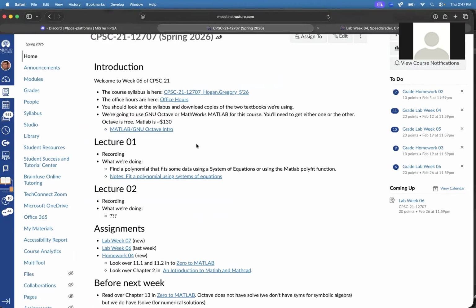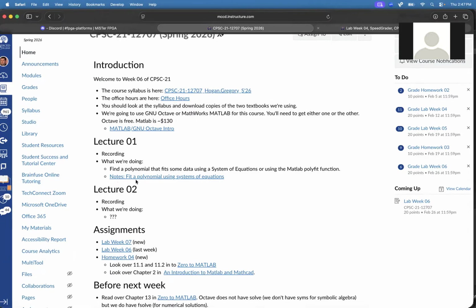Now, regarding this, you'll see that I have linked something here called notes. It says notes fit a polynomial using systems of equations. And yeah, that's what we're going to be doing today. But it's not lecture slides, because in lecture slides it's hard to typeset math. And so I made a page instead of lecture slides for today. Regardless, this is what we're doing. So we're going to look over how to fit a polynomial to some data, right?